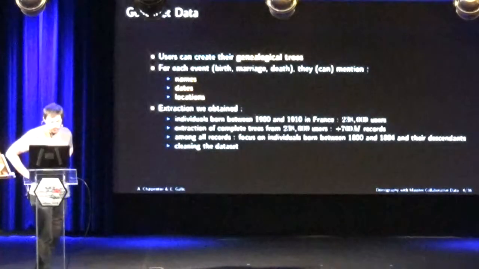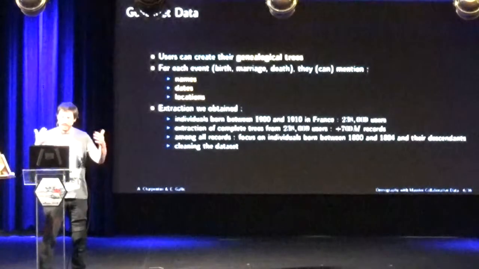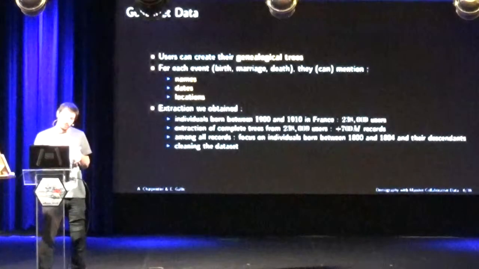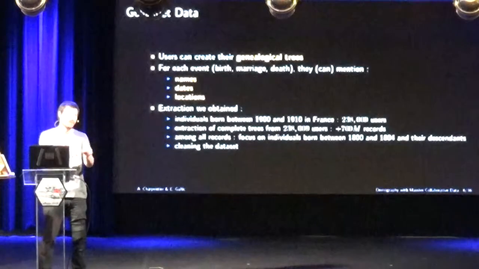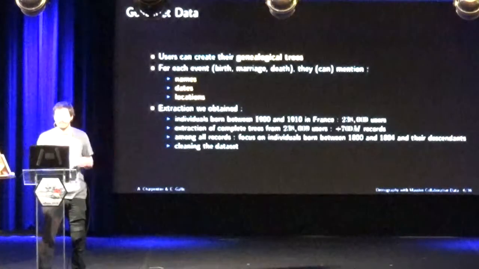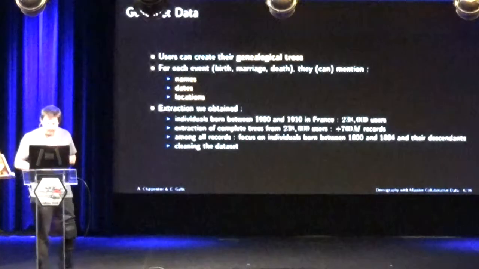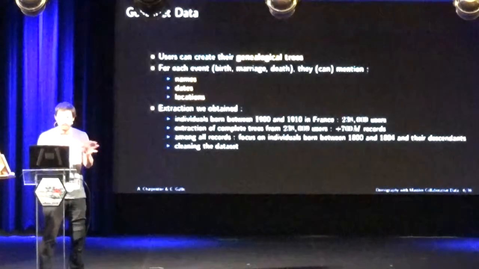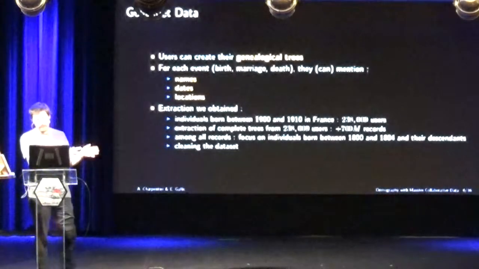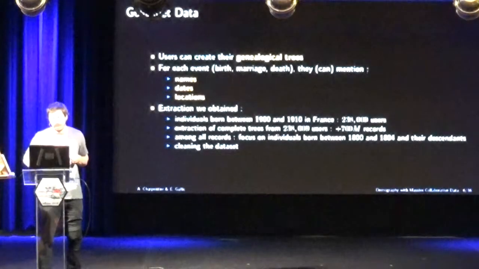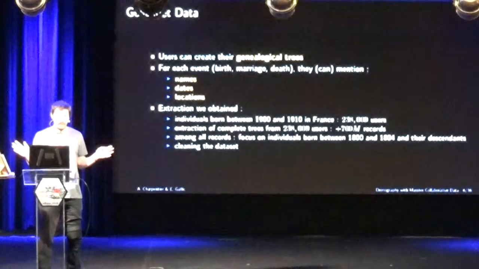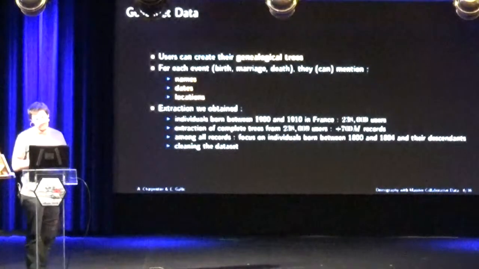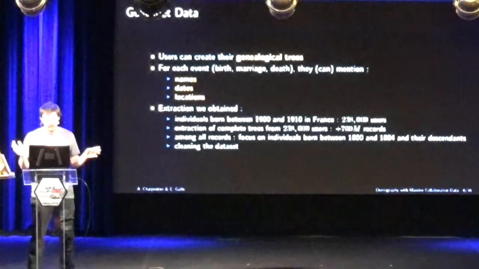So what we've done is, we started with some users. Everything is based on users. I told you about that. If you want to play with this kind of website, you have to register, and then you create your tree. So everything is based on users. On this website, there were something like 240,000 users with someone born between 1900 and 1910. So we had a lot of users, and what we asked is basically, get me all the trees for all those users. So we ended up with 700 million records.